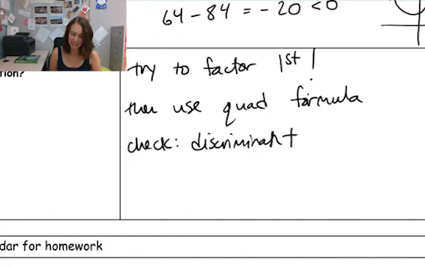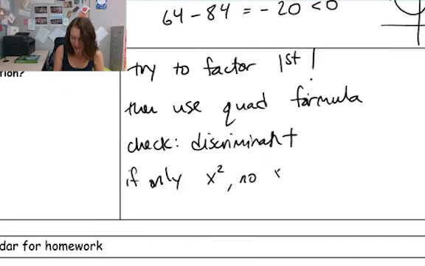Oops, discriminant. And I guess if there's only x squared and no x term, then use square roots.